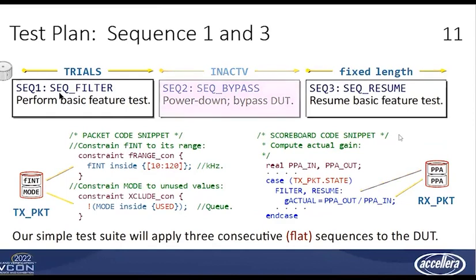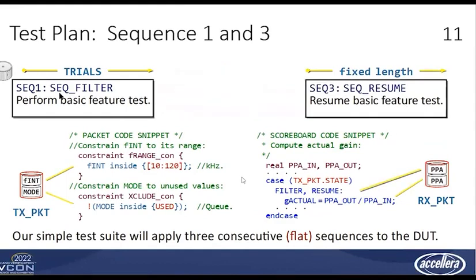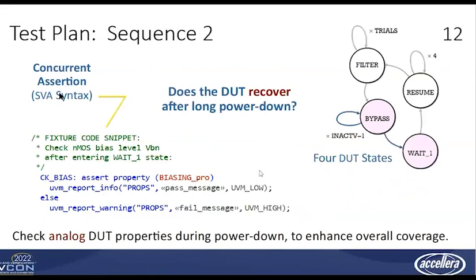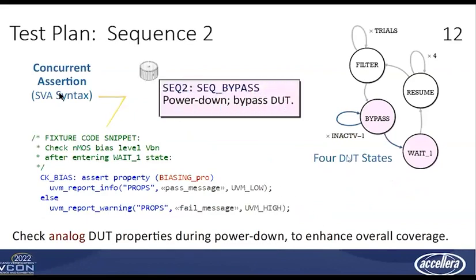So for sequences 1 and 3, the DUT is in normal operating mode, and these are the constraints, and this is the measured gain. In sequence 2, we've powered down the filter, and we spend inactive minus 1 cycles in this power down bypass state, and then we transition to a single wait 1 cycle where we restore bias and supply voltages.